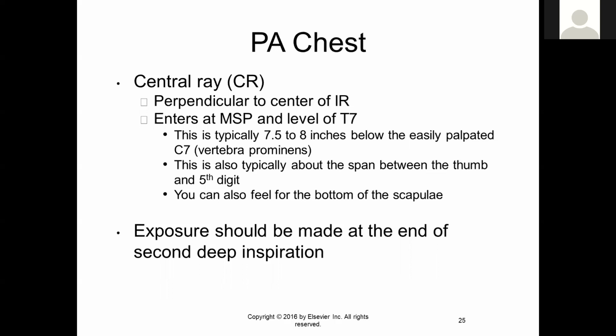For a PA chest, it's going to enter the mid-sagittal plane at the level of T7, so the 7th thoracic vertebra, 7 out of 12. This is typically 7.5 to 8 inches below the easily palpated C7, also known as the vertebra prominens. This is also typically about the span between the thumb and the 5th digit. You may also feel for the inferior portion of the scapula that tends to correspond with T7 in the body. And we're going to make that exposure at the end of the second deep inspiration.